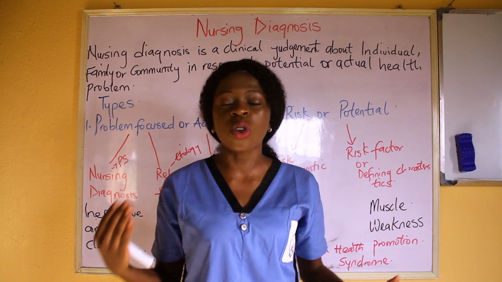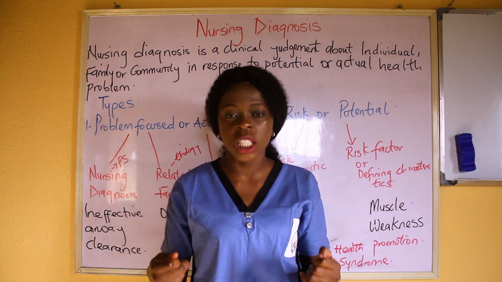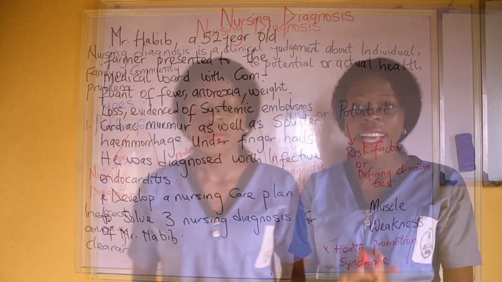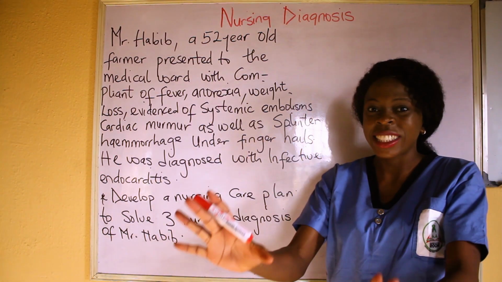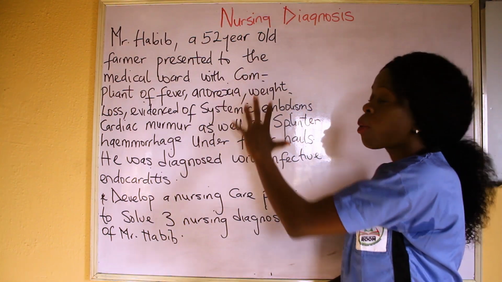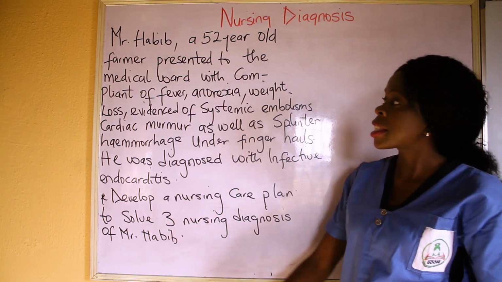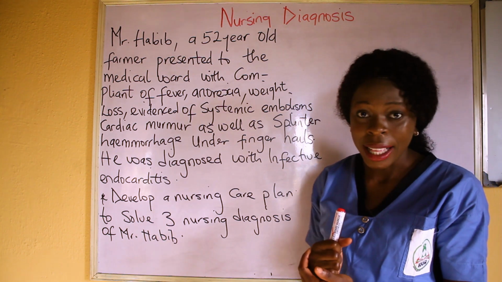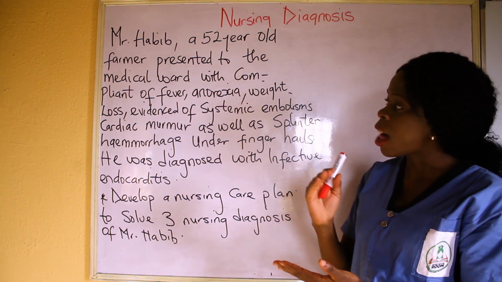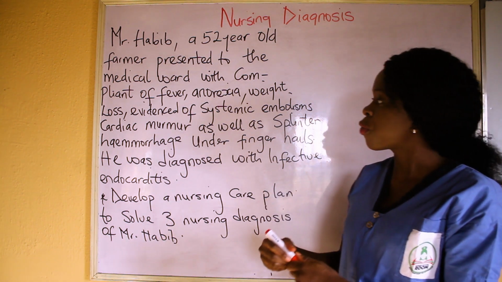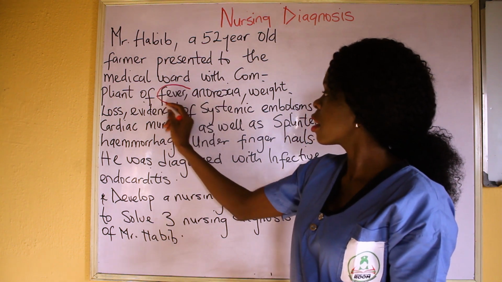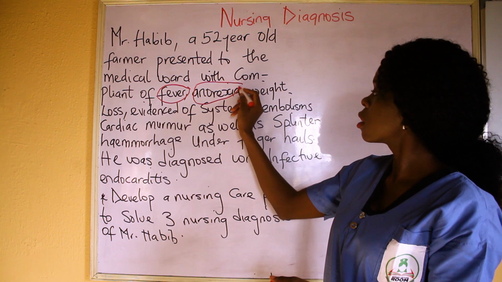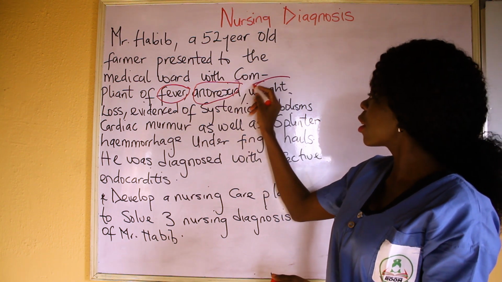So we will now try to solve some questions and draft out some nursing diagnoses. Let's do the first question and see. Now, let's assume you walked into the exam hall and you see number one question like this. It says, Mr. Habib, a 52-year-old farmer, presented to the medical ward with complaints of fever, are you following? Anorexia, weight loss.